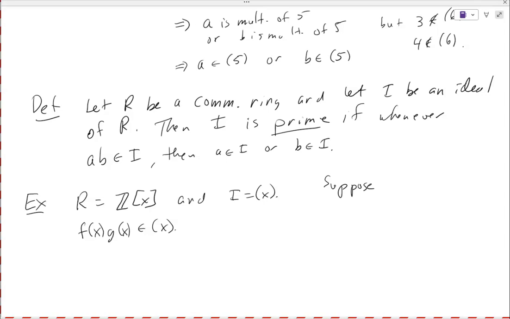So let's think about what these products would look like. Let's say all the coefficients are a sub i's for the f, and all the coefficients are b sub i's for the g. Let's say we had a naught plus a1x, a2x squared, and so on up to some point, and then do the same thing with b's.